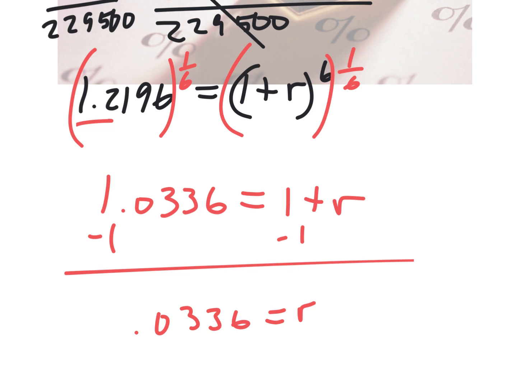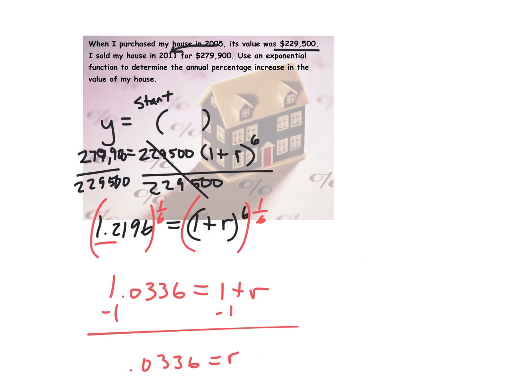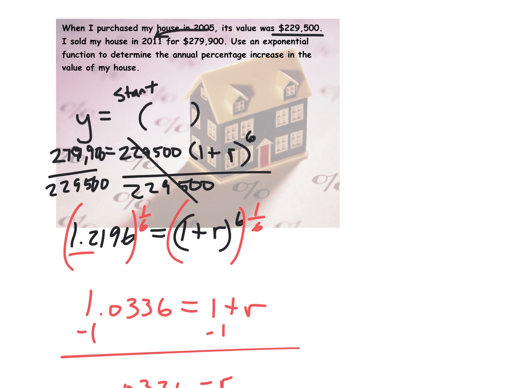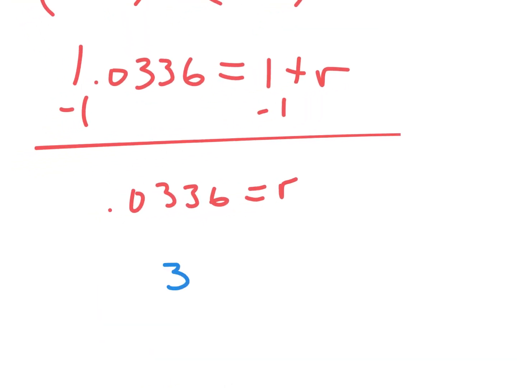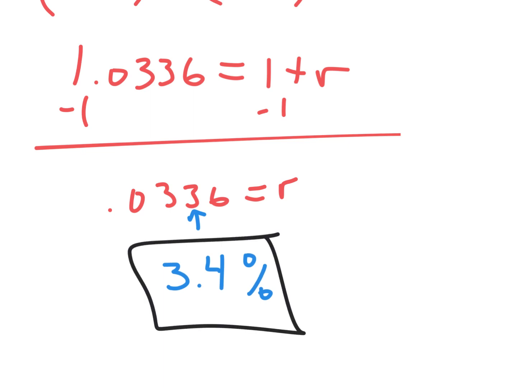Does it say what to round to? I don't think the problem ever said what you should round to. Just the annual percentage rate increase. Well, then it'd be as accurate as possible. I'd say it's about 3 point, and then that 3 would round to a 4. I would have said 3.4%. But if you rounded different than me, that's open to interpretation.